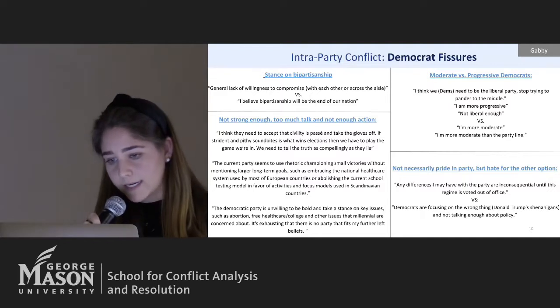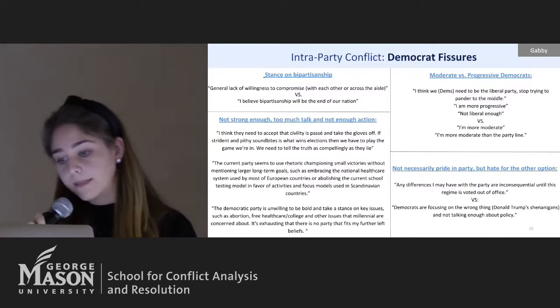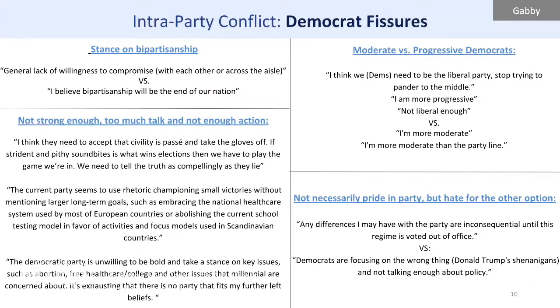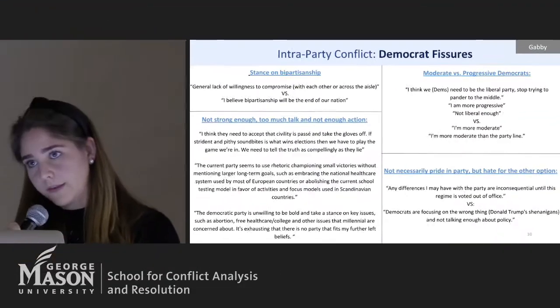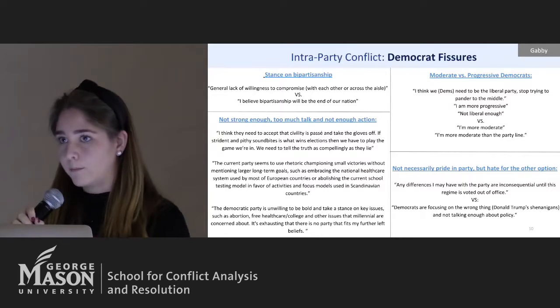Then we started to hear this idea that people aligned with the Democratic Party, sort of, but they weren't necessarily proud of the party, but they were proud of the fact that they were against Trump. One respondent said any differences they may have with the party are inconsequential until the regime is voted out of office. Another respondent said Democrats are focusing on the wrong thing, which is Donald Trump's shenanigans, and not talking enough about policy. Not proud of what their party is doing, but they're definitely against Trump, so they're going to align more with the Democrats.